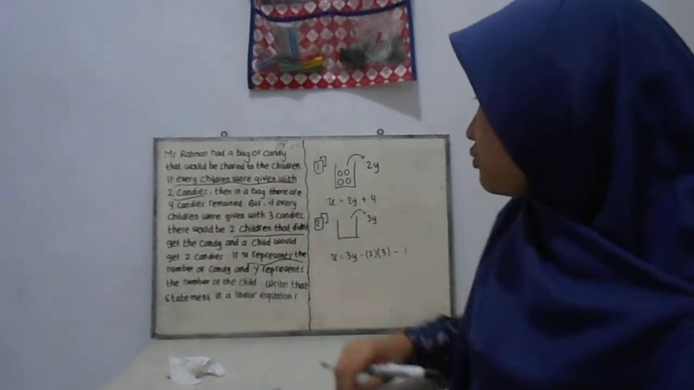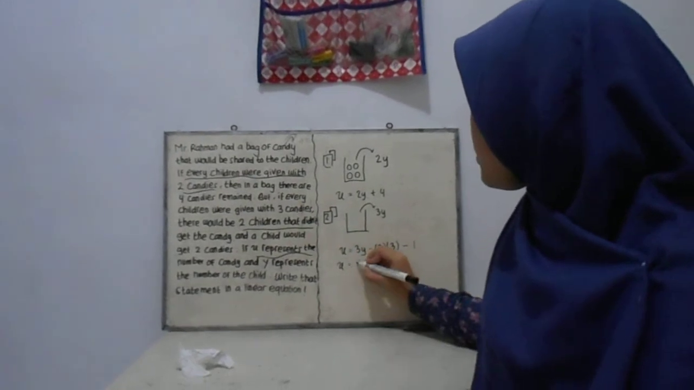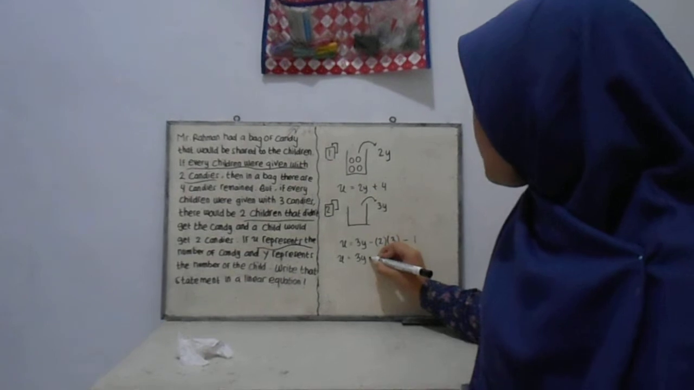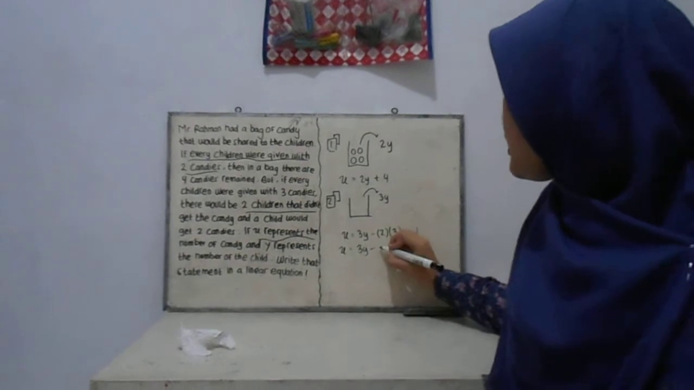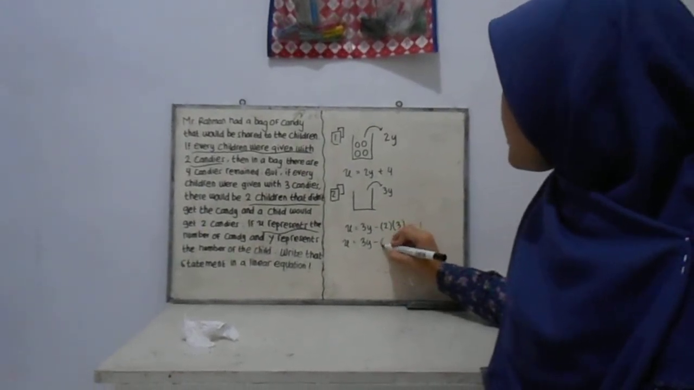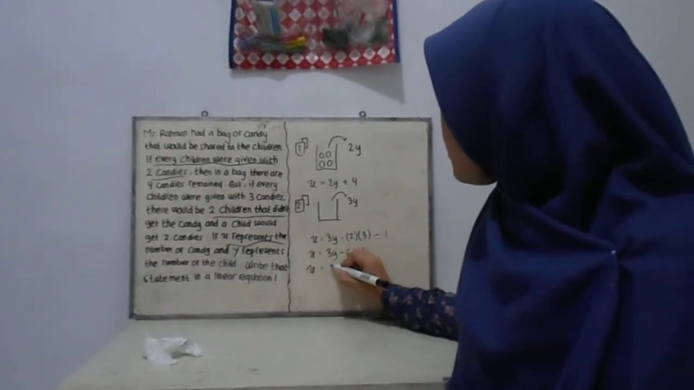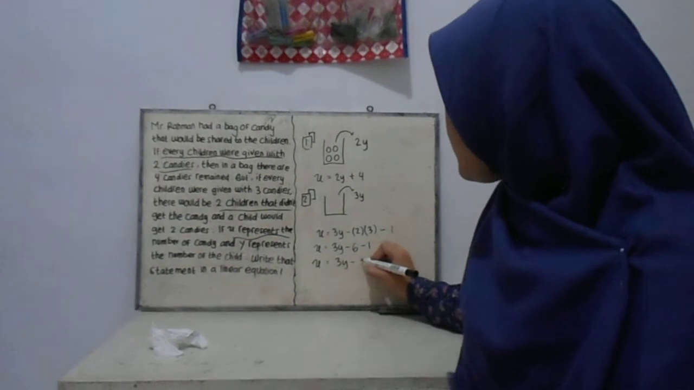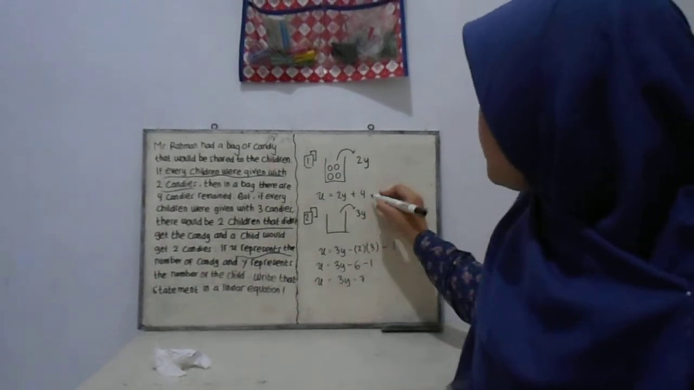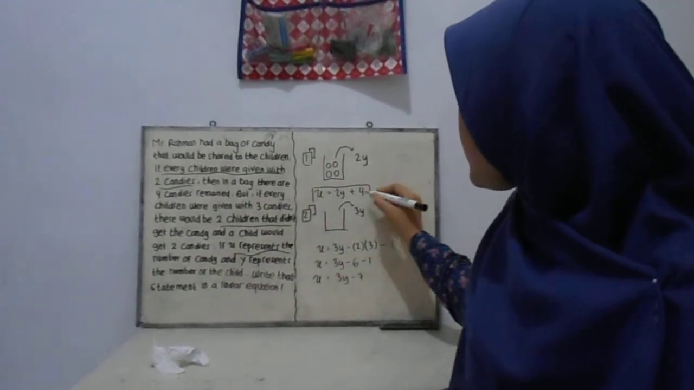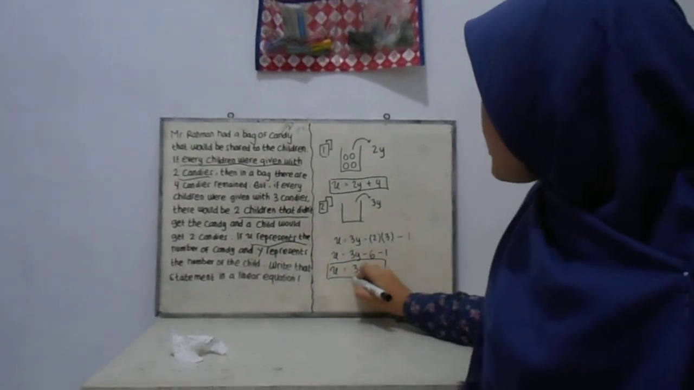And then we can write that X is equal to 3Y minus 2 multiplied by 3, which is equal to 6, and minus 1. X is equal to 3Y minus 7. Okay, this is the linear equation for the 2 statements in this question.